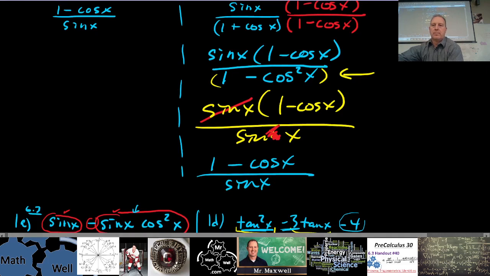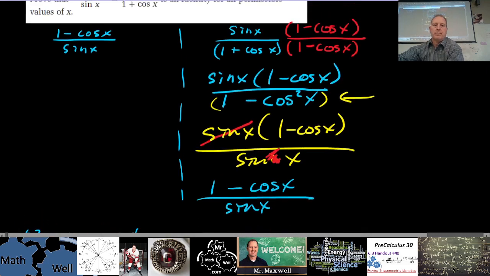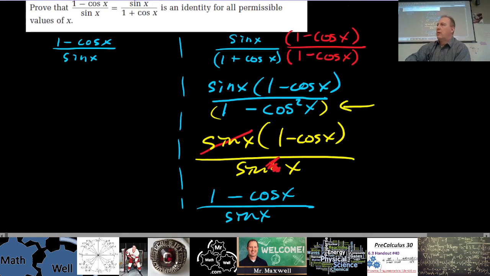It's the same. But they don't cancel out. One is just a sine x on top, the other is a sine squared x on the bottom. So I canceled the two already. Everybody see that? So that works.